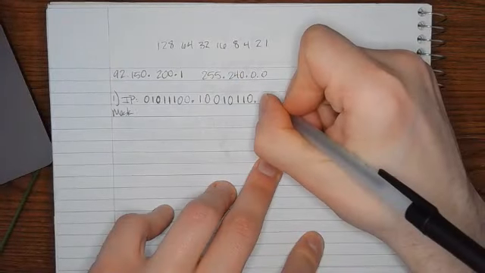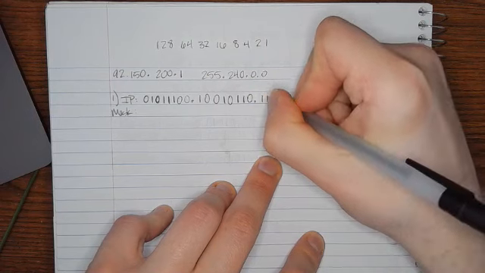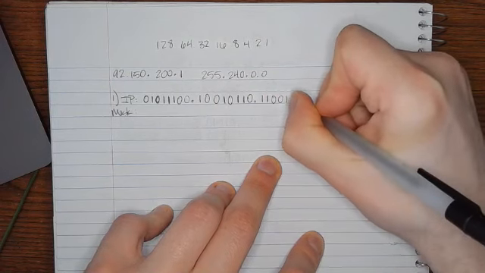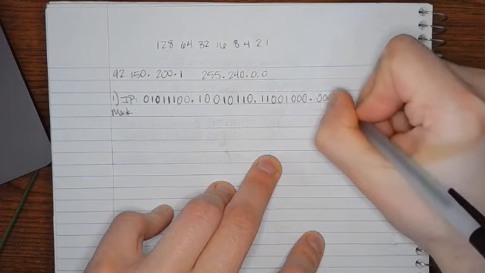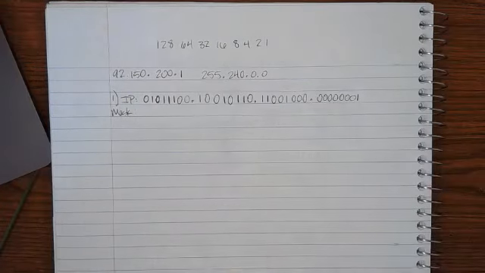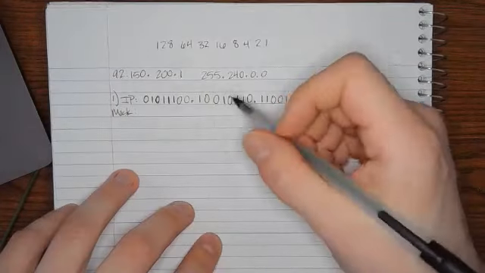200. 128 and 64 is 192. So now I just need an 8. And then a 1. So there is my IP in binary.